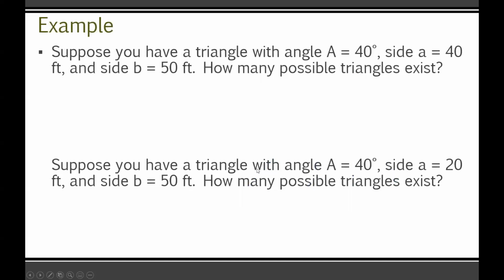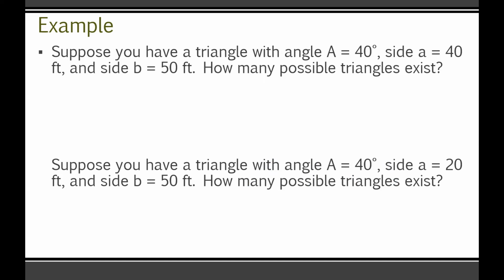Anyway, we're going to do an example here. First of all, we'll do all of these examples together because believe me, you're going to need that. Suppose you have a triangle with angle A is 40 degrees, side A is 40 feet, and side B is 50 feet. How many possible triangles exist?